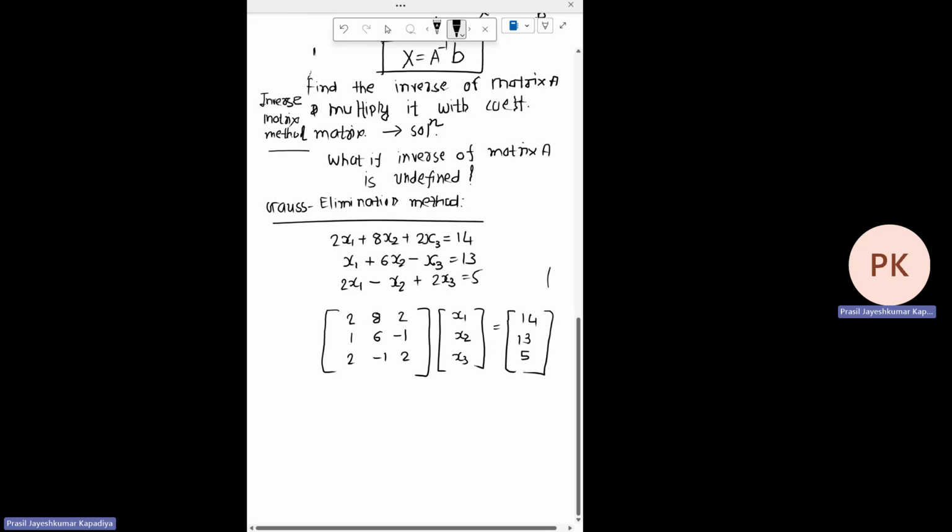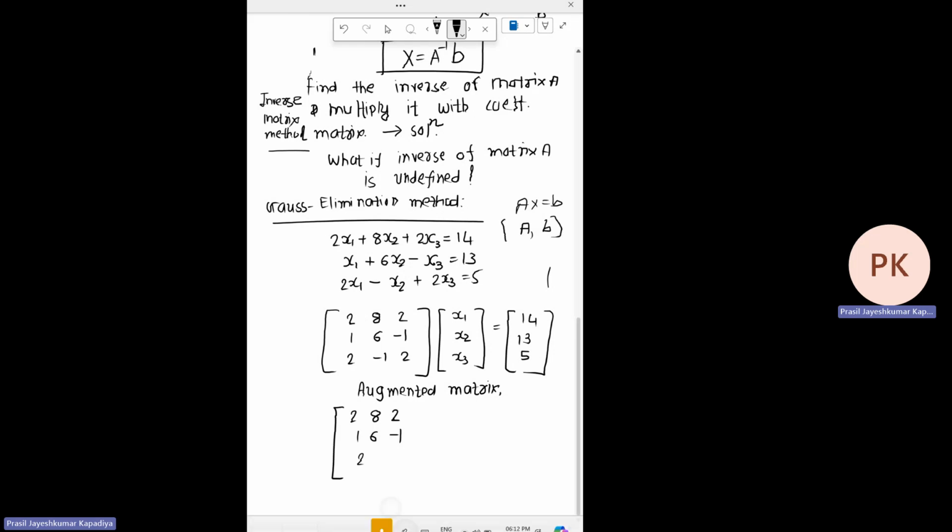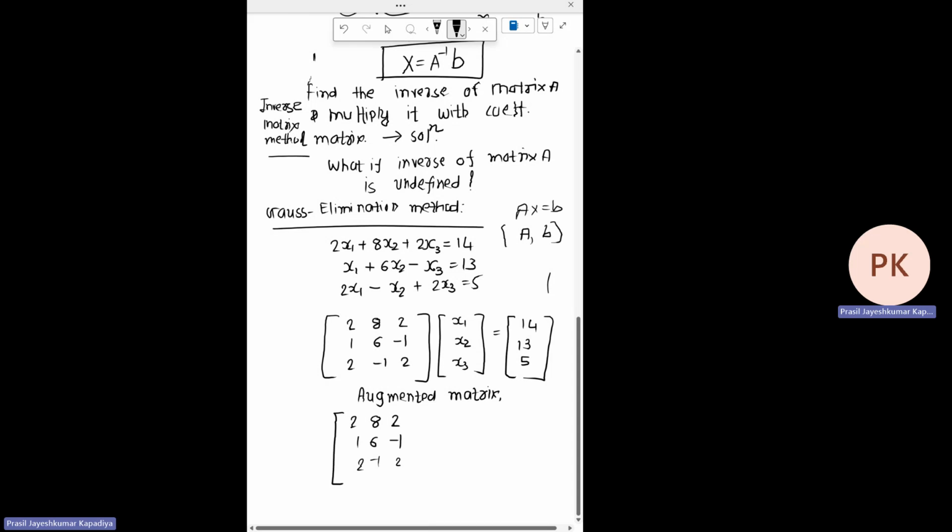So what we do next, we write the augmented matrix. The augmented matrix is the matrix formed with your coefficients. Let's say my system was Ax is equal to B. So my augmented matrix is A comma B. This is my augmented matrix, so we are writing our matrix and its coefficients together. This was my matrix and I am writing my coefficients here: 14, 13 and 5.